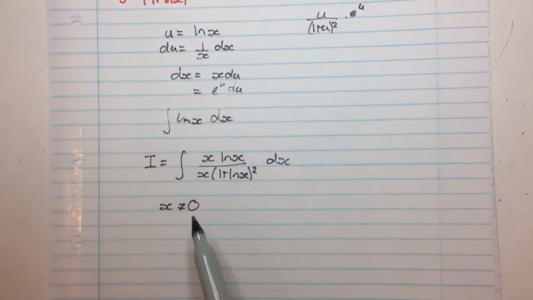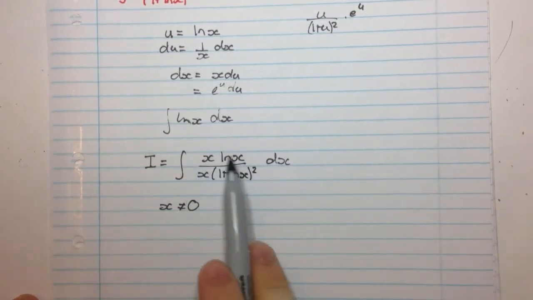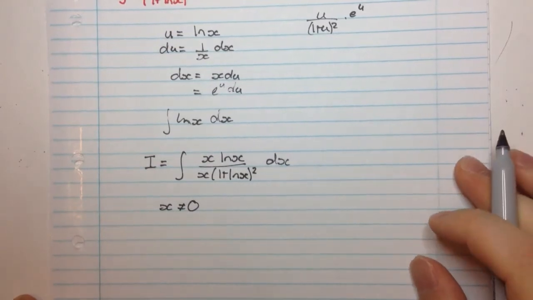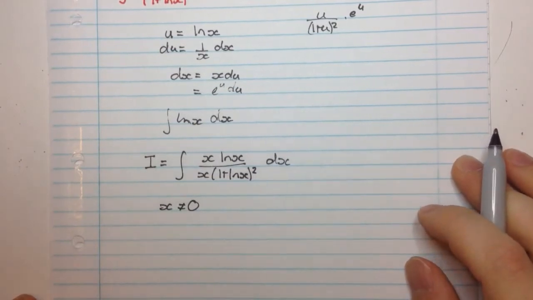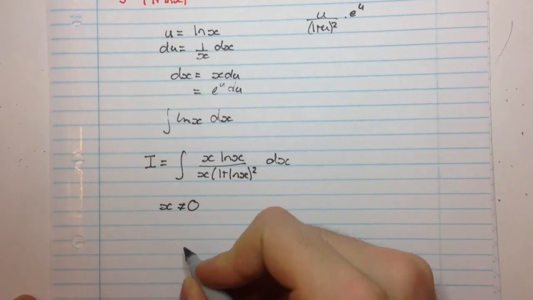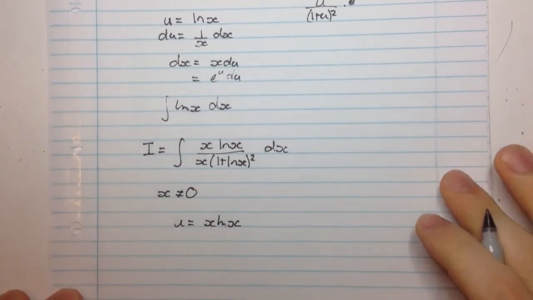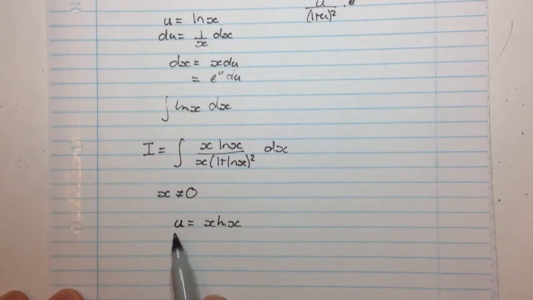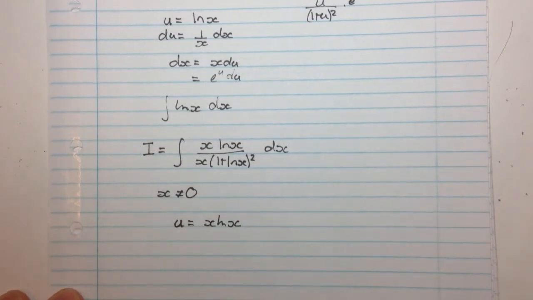Now that we have the issue of the domain out of the way, we can simplify this and see where we can go. How can we simplify it to give us something that's easy to integrate? Again, this is not an easy thing to see straight away. It would take some practice, particularly some familiarity with x log x. We're going to use integration by parts, and we're going to choose u to be x log x. The reason is that if we differentiate x log x, that actually gives us 1 plus log x, and that's going to be helpful.